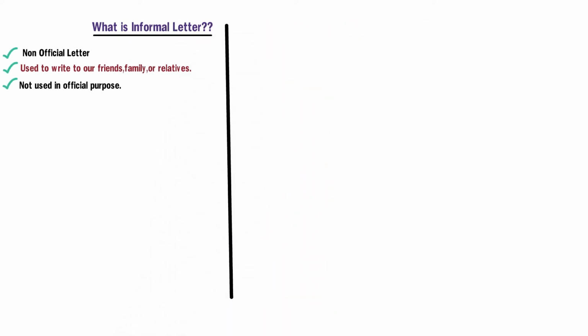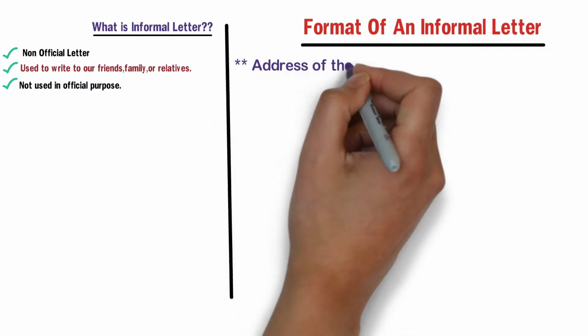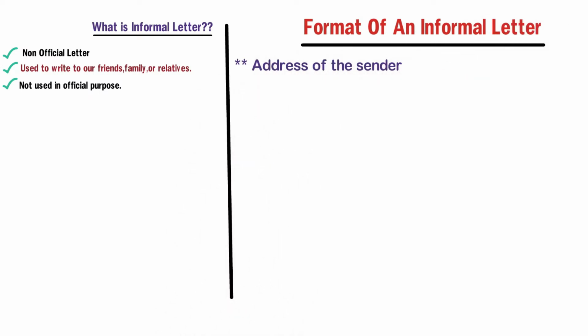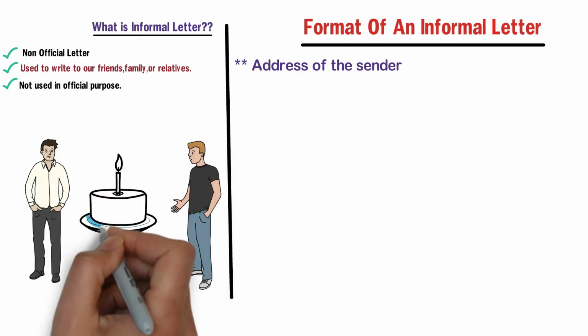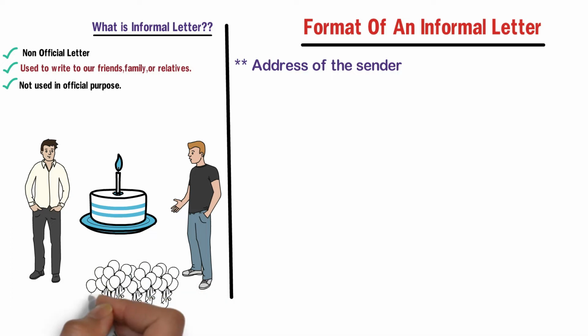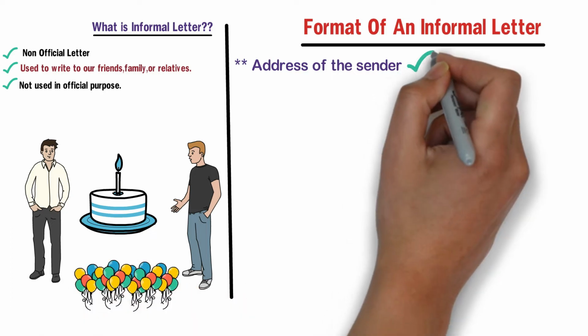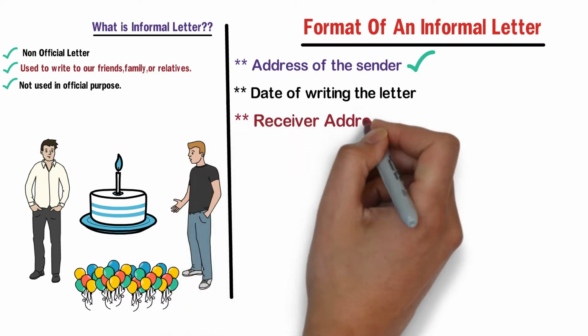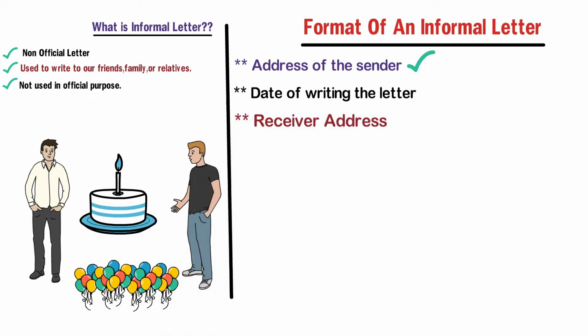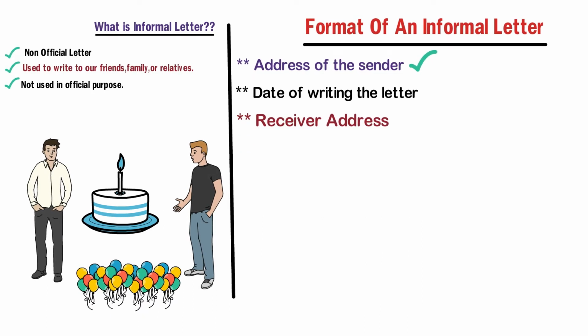Now, we will know the format of an informal letter. At first, the address of the sender. Suppose you are inviting your friend to your birthday party. So when you write this letter, at first you must include your address. I mean to say your address is the sender's address. Next is the date of writing the letter. After that, the receiver's address. Receiver's address means the friend's address.